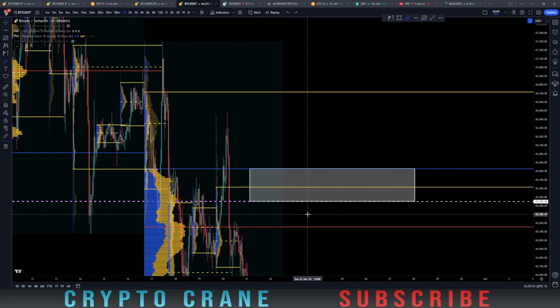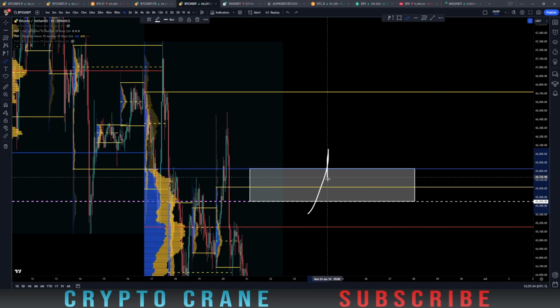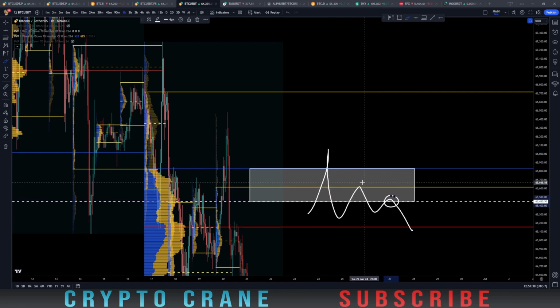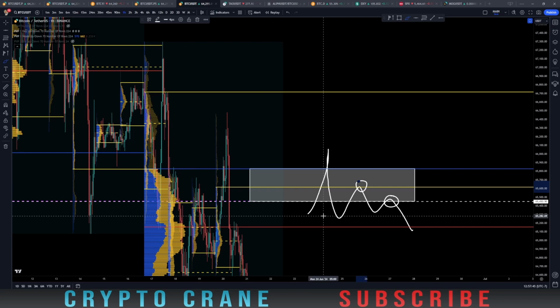Whereas if we were to maybe swing fail all of these levels at once, like a swift move coming up through here, then yeah, you have much more confidence to actually start taking those shorts because you have less areas of support below you at that point.